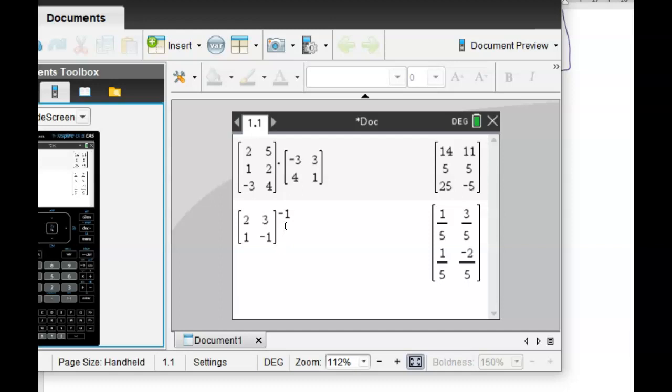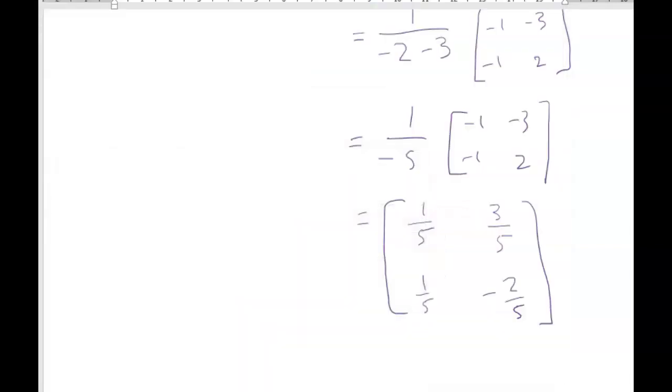So remember I explained at the start of the video, the inverse is defined as to the power of -1. And then you get your answer. Okay, so easy peasy to do it on your calculator. By hand, a little bit more complicated.